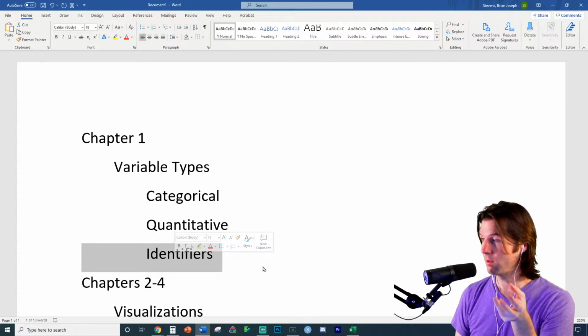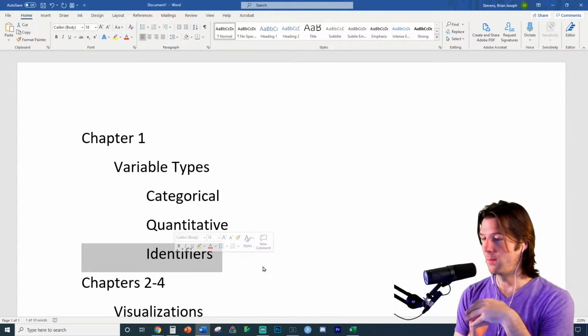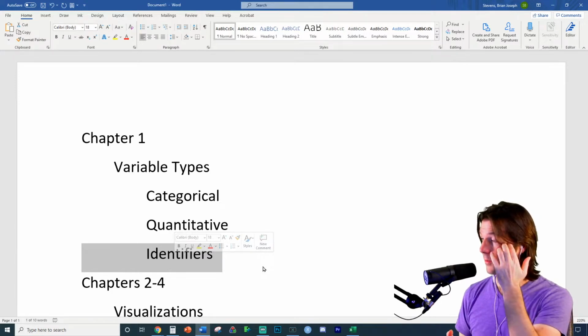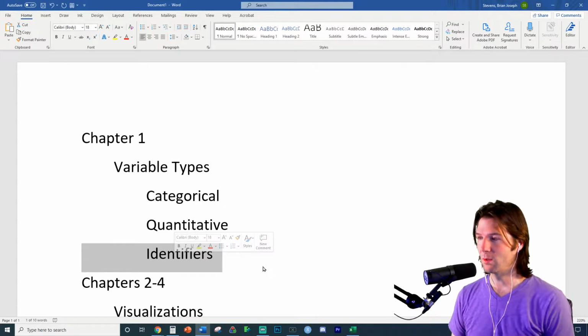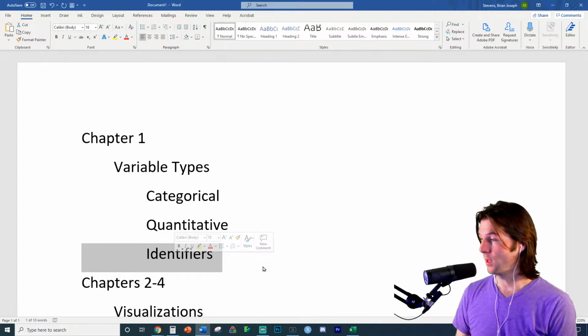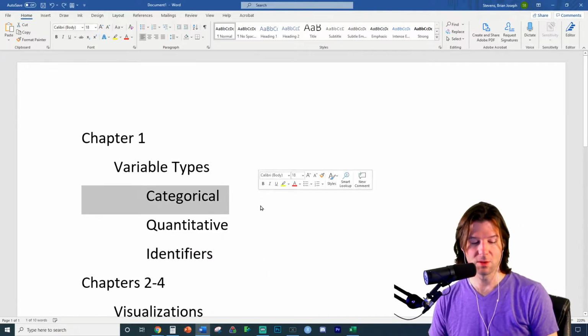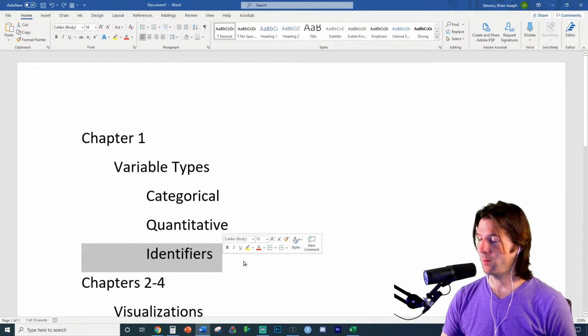Identifiers can be numbers also. You can have someone just have a number as their identifier. But usually you might see letters or things like that. Like a driver's license number, it might be TN and then numbers after it. So you can see combinations of numbers or letters, or one or the other. So that's what identifiers are. I think the other two make a lot more sense. Identifier is kind of the new one for people, so I spent more time talking about it.